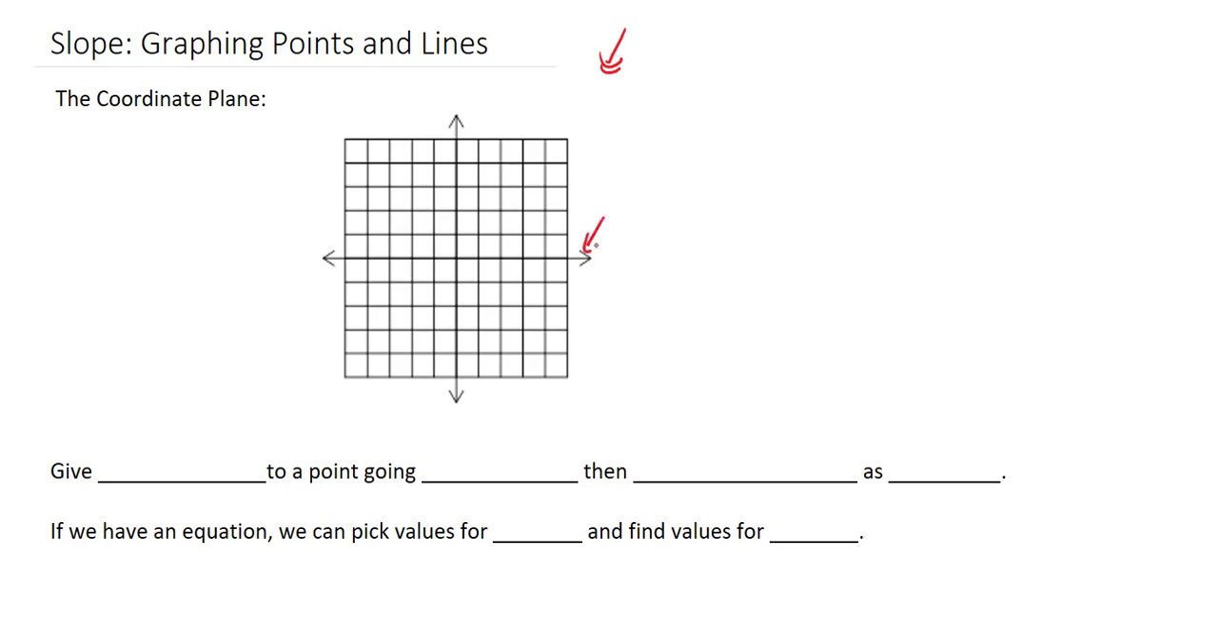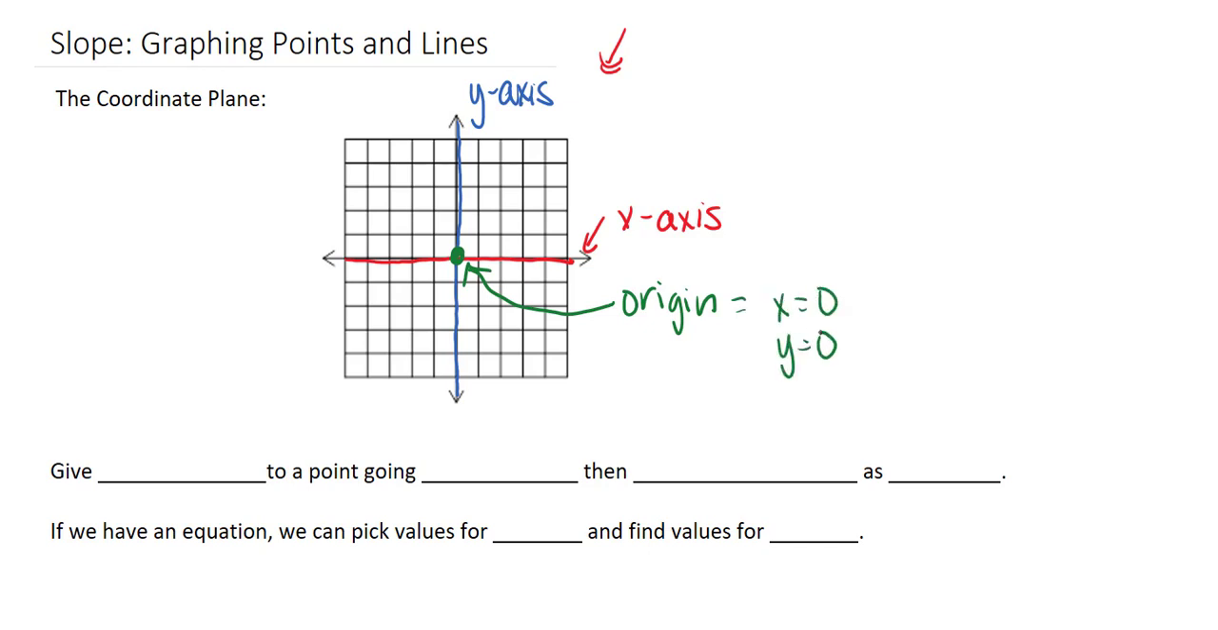We have what we call our x-axis, which is right here along this line, kind of like a number line. And then we also have a y-axis, which is going up and down. So we have our two axes, and they meet where we call the origin. Our origin is that dot right there, which is when x is equal to 0 and y is equal to 0. So it can be represented like this.